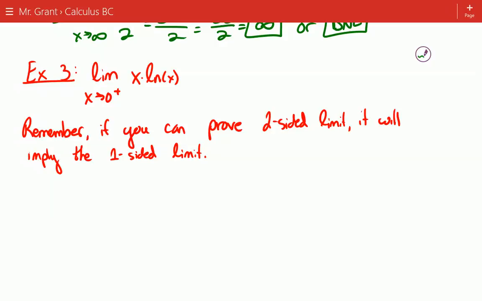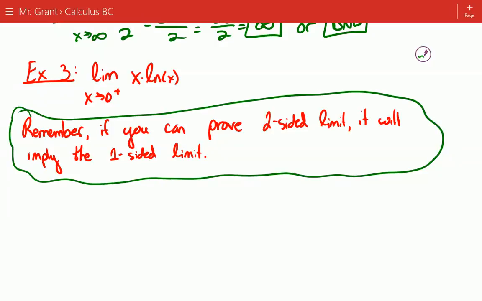ln of x. And there are two reasons we're looking at this from the positive side. Reason number one is it's important to remember that if you can prove a two-sided limit, then that automatically means that the one-sided limits are equal. Of course, we do have to be careful there because in this case there would be no limit as we approach 0 from the negative side, just because of that natural log function. Remember, we can't have any negative numbers, so as we approach 0 from the negative side, there is no function.